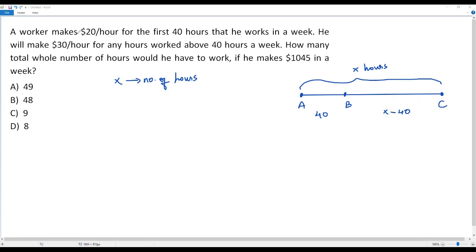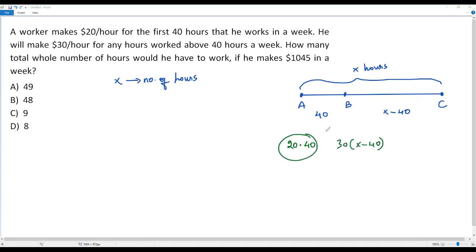According to the information, he makes $20 per hour for the first 40 hours. Now let's find the income earned in the first 40 hours. For that, we have to multiply the amount earned per hour by the number of hours. Let's multiply, that is 20 times 40. So this is the amount he earns for the first 40 hours. Now let's find the amount earned in the additional hours. For that, we have to multiply the amount earned per hour, that is 30, and the number of additional hours, X negative 40. Let me multiply them, 30 times X negative 40.